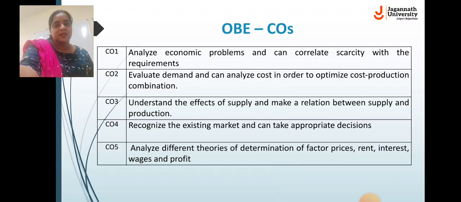One factor is land, for which we can say that the firms have to pay rent, right? Rent may be in any form. Second is capital, for which the firms have to pay interest, factor payment. Third is labor, for which the firms have to pay wages and salaries. These are basically the factor payments which are being made by the firm to the factors of production.